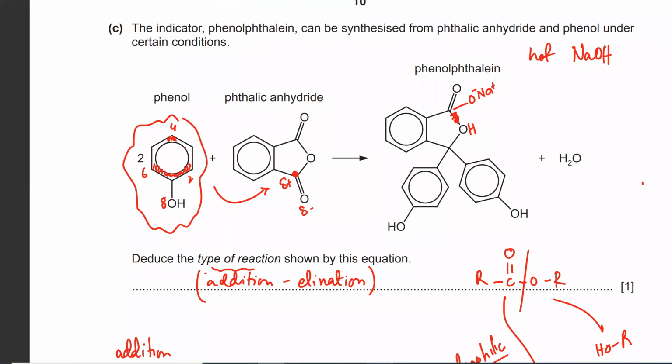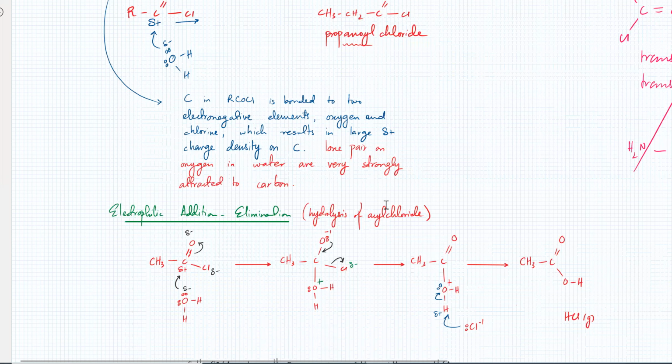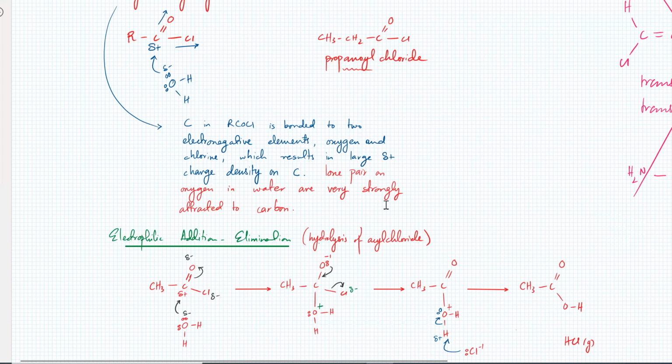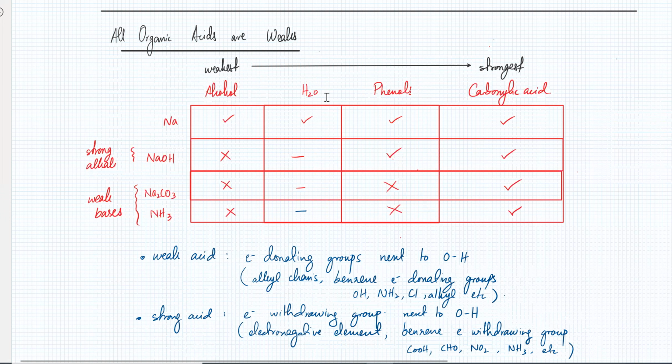Phenols are acidic. We did the reactions of phenols earlier as well. So this is where's the acid part? This one. So we did the comparison of acids and bases. Alcohols were terrible acids. Phenols were slightly better acids. Phenols would undergo reactions with Na. They would also undergo reactions with NaOH. But phenols were not very good acids, so they would not react with weak bases like carbonates and ammonia.